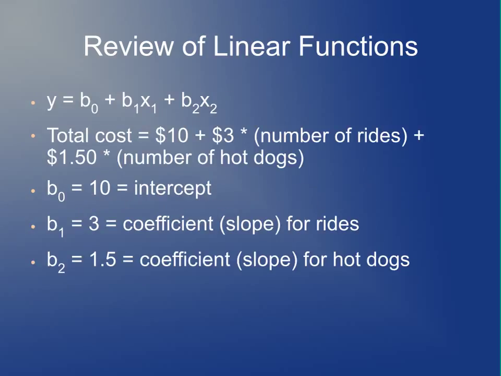So you could write this as y equals b0 plus b1 times x1 plus b2 times x2. In this case, x1 would be the number of rides, x2 would be the number of hot dogs, b0 is the admission price, namely $10, b1 is the coefficient or the slope for rides, and b2 is the coefficient for hot dogs.